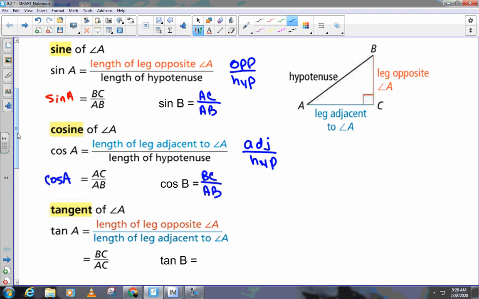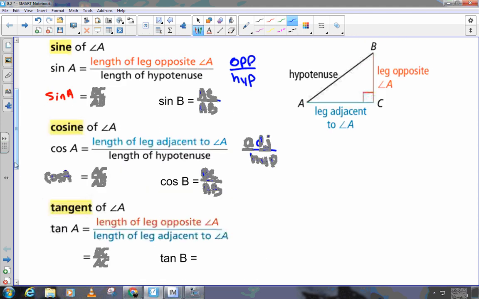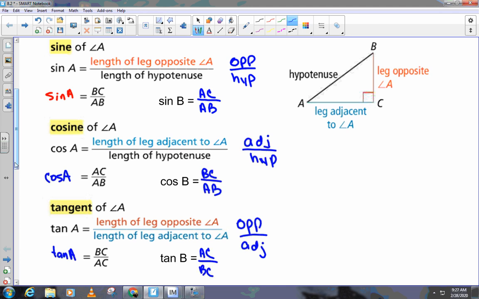And then the third one is tangent. The tangent of an angle is the leg opposite over the leg adjacent. And we abbreviate that opposite over adjacent. So if I wanted the tangent of A, that's opposite, which is BC, over adjacent, which is AC. BC over AC. I could do the same thing with the other acute angle, angle B, and its opposite is AC over the adjacent, which is BC.